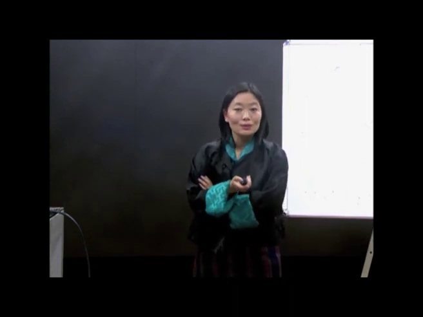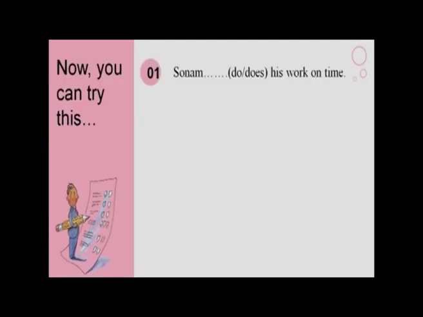Let's try this. Take out your pen and a book and let's see how much we have understood so far. Number 1, Sonam dash his work on time. Do you think Sonam do or does? Done? It is does. Why? Because Sonam is a singular subject and does is a singular verb. A singular subject will carry a singular verb.